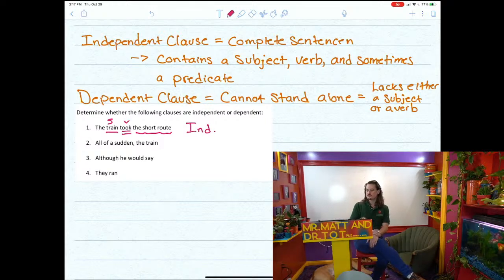Number 2, all of a sudden, the train. Now we have this introductory clause, all of a sudden, and then we have a subject, the train. But we don't have a verb, so this is a dependent clause.